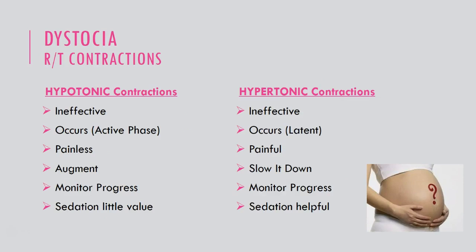Dystocia related to contractions comes in a couple of different forms. We can talk about hypotonic contractions, which means that they are not doing what they are supposed to because they are not strong enough. They're ineffective. Typically, they occur in the active phase. They're painless, and we have to augment those with something like Pitocin.